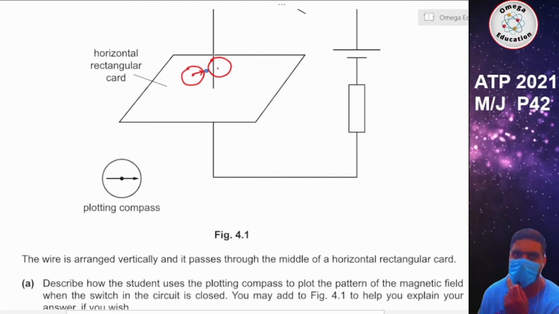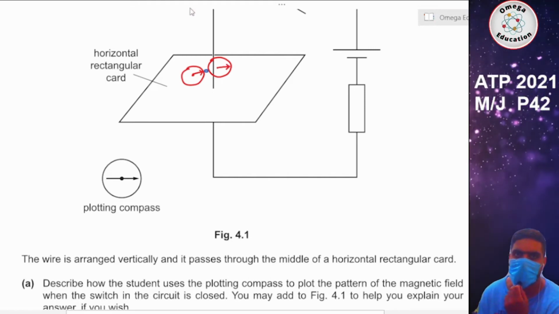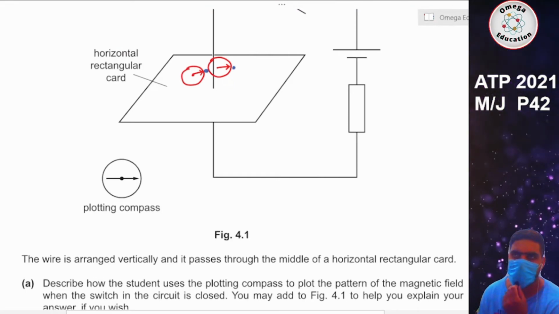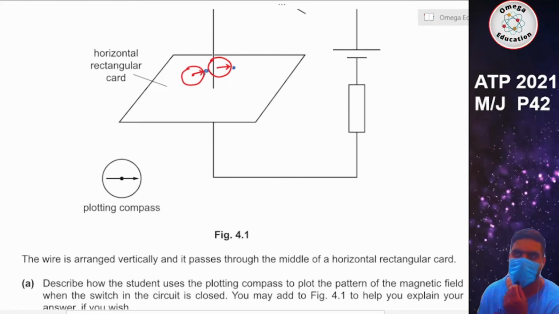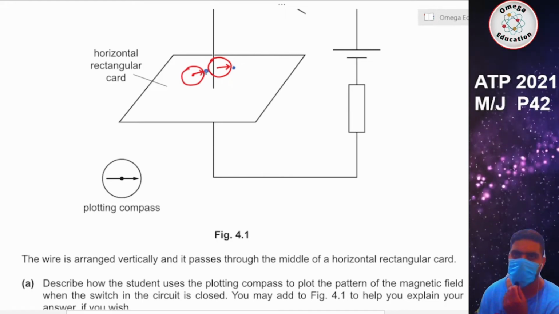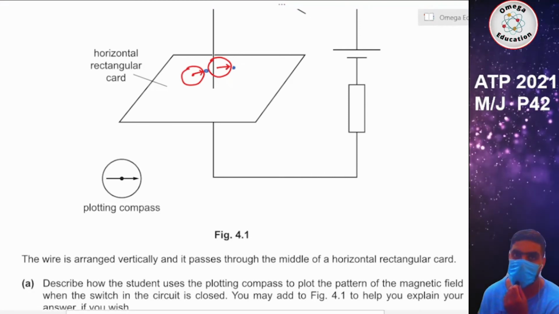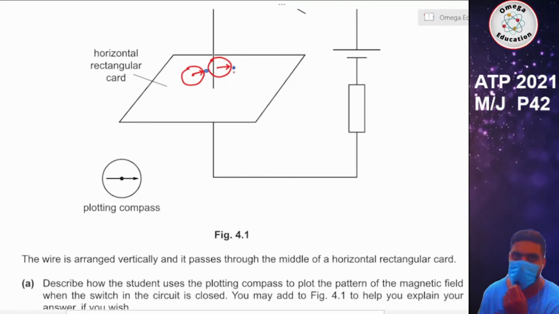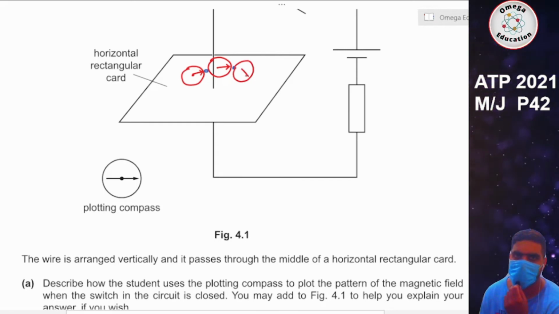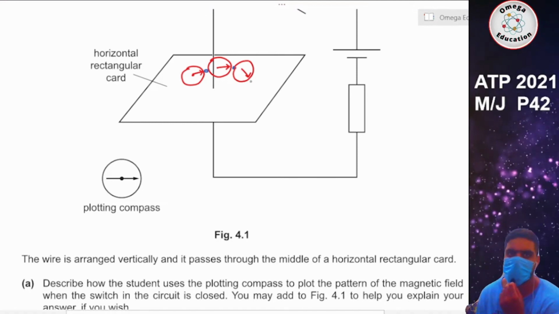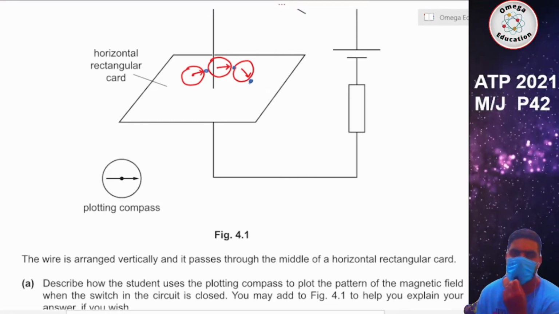And we find where the needle is pointing at. So let's say the needle is pointing over here. What we do then is we place another dot over there. After that, we place the compass on the next point, and we try to find where the needle is pointing at. We draw another dot there.